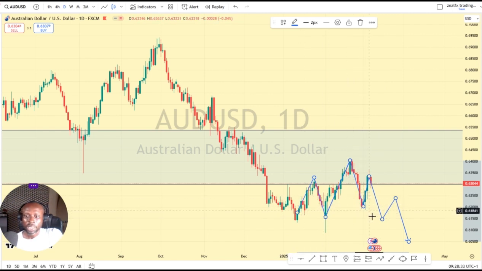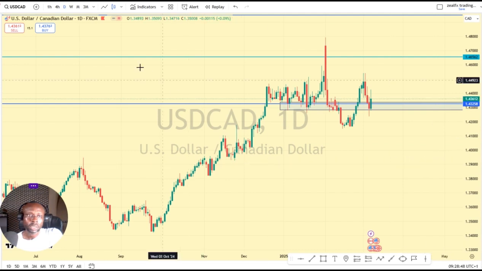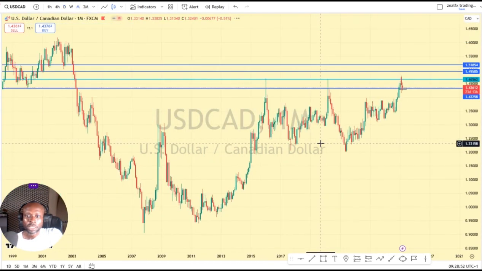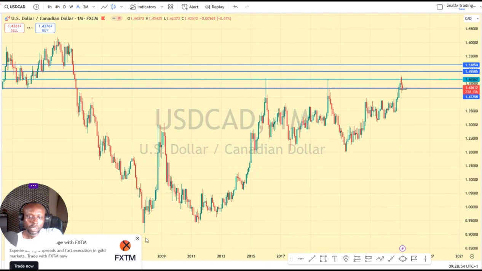So look out for a break of this swing low, then wait for a retest, then start to sell the Australia USD to the downside. So these are the best pairs to trade for the year 2025. So let's look at the next pair, which is the USDCAD. USDCAD on the monthly chart still remains in an uptrend.